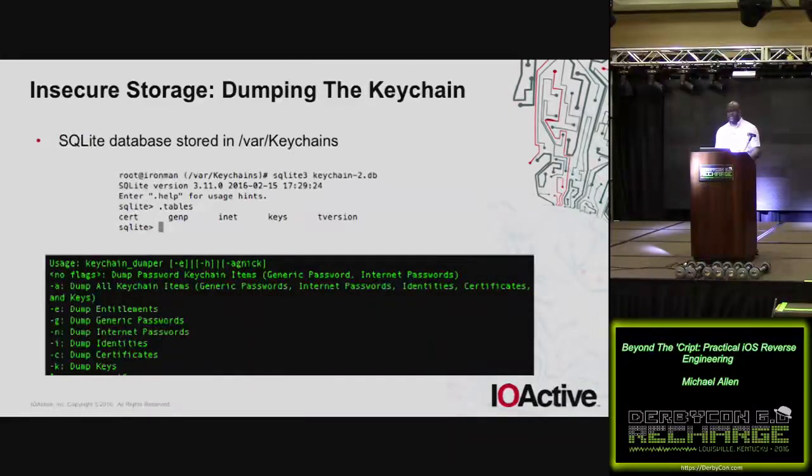Dumping the keychain. Under the hood, it's just a SQLite database stored in var/keychains. You can query it again using the sqlite3 command tool. Of course, the sqlite3 command line tool would be in the repositories that we spoke about earlier. Or you could just use Keychain Dumper and dump the entire contents of the keychain itself, right?